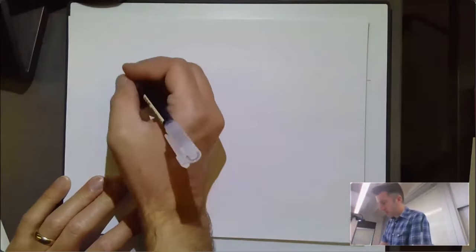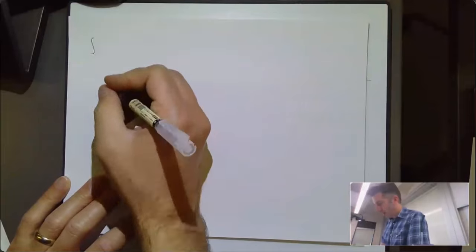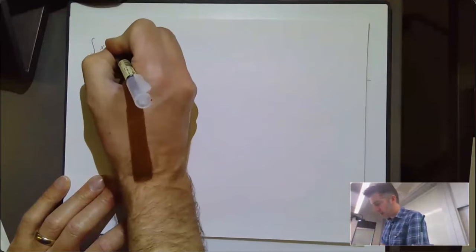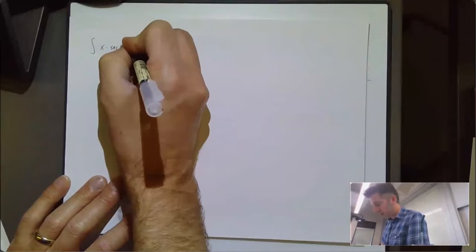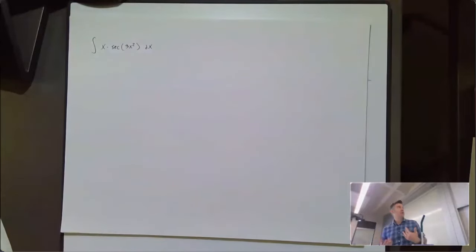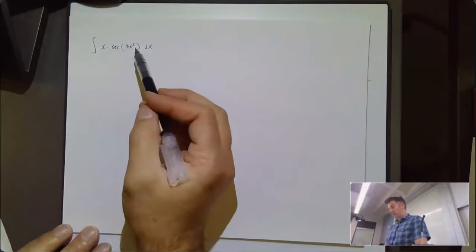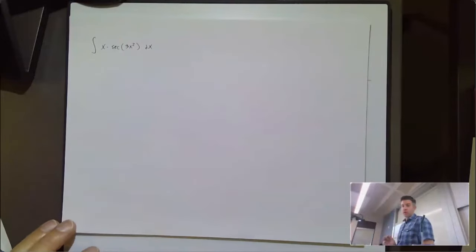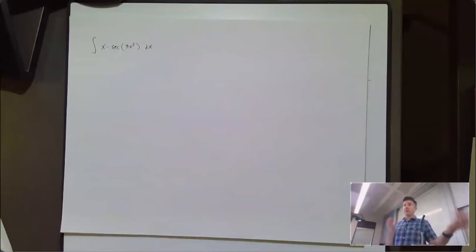Let's look at the next one. So we have the integral of x times secant of 3x squared. Again, I see a mixture. I have a power of x in a couple places and a trig function. So here I have to ask myself, okay, u sub or integration by parts. Well, I'm always going to think u sub first. So is there a good choice for u?